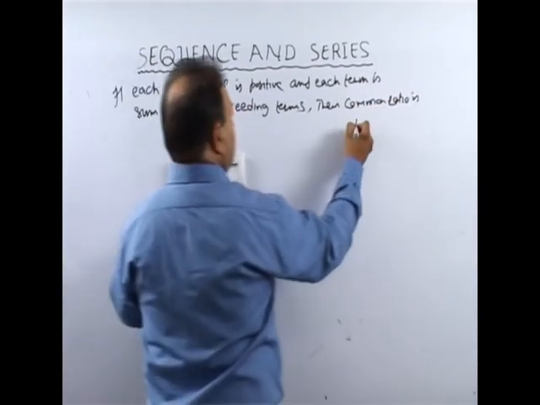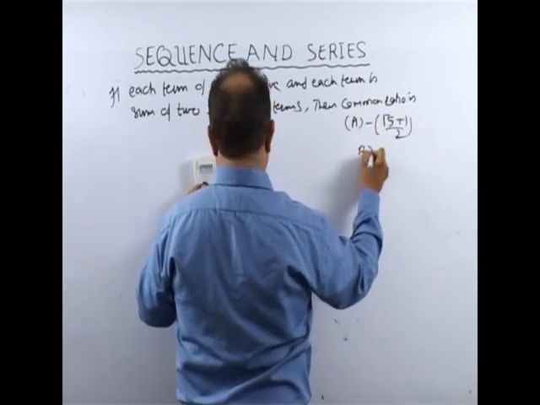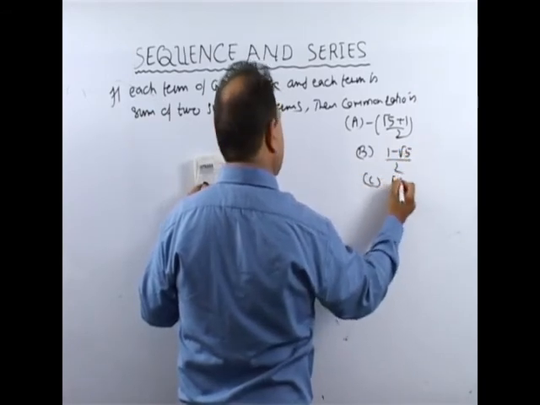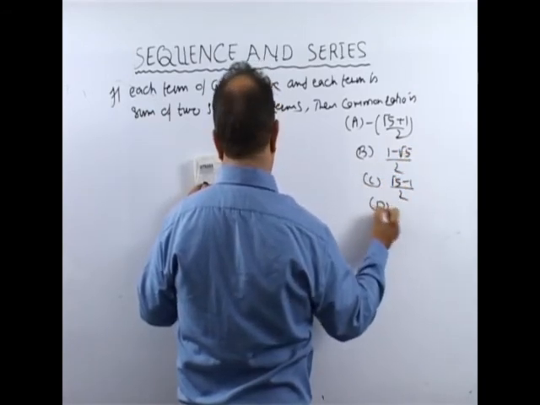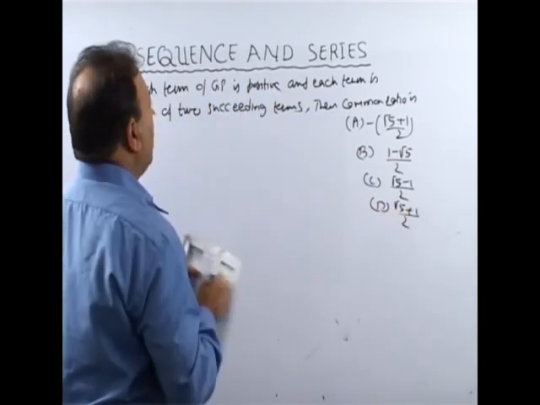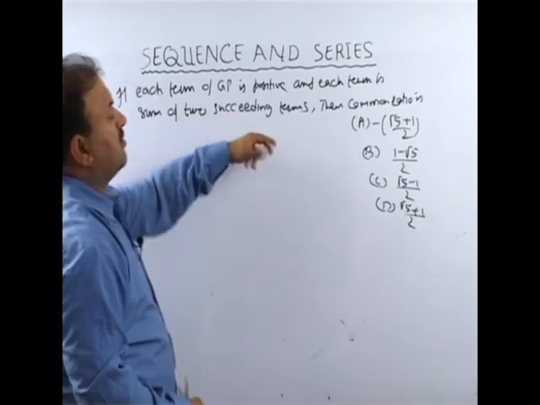Then the common ratio is: A, minus root 5 plus 1 by 2. B option is 1 minus root 5 upon 2. C option is root 5 minus 1 by 2. And the D option is root 5 plus 1 by 2. So each term of the GP is positive and each term is the sum of two succeeding terms.